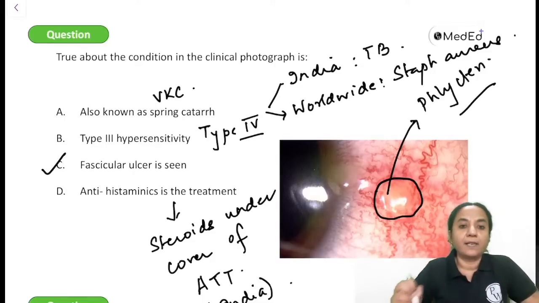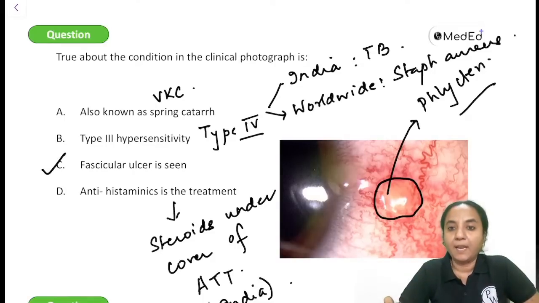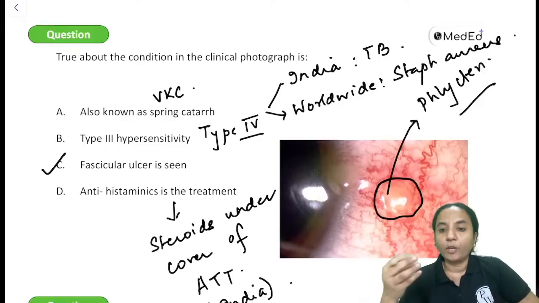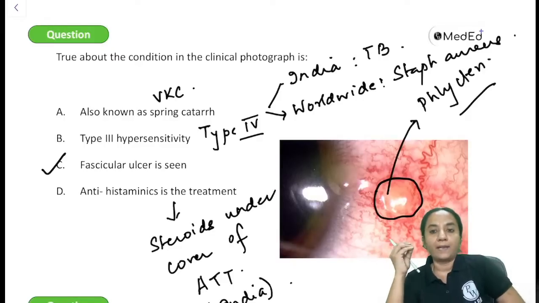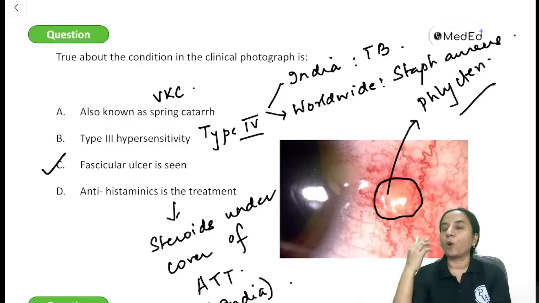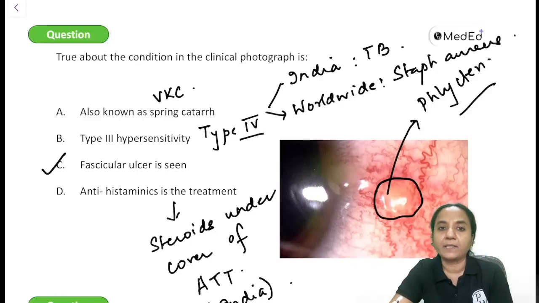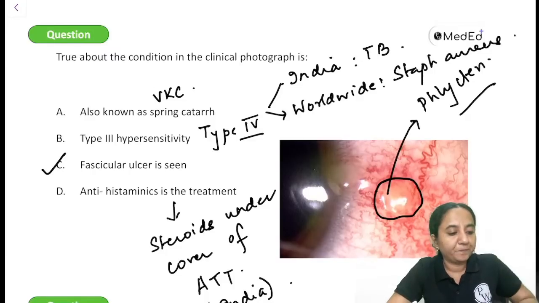So the answer is that a fascicular ulcer is seen. So basically the phlycten, this nodule that is close to the limbus, if it is not properly treated, can encroach upon the surrounding cornea and there it can end up forming an ulcer, and this ulcer is called a fascicular ulcer. So the answer to this question is C, that is fascicular ulcer.